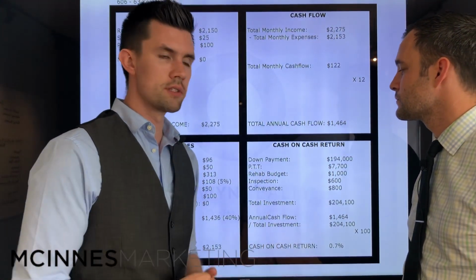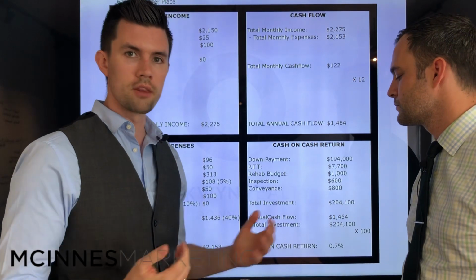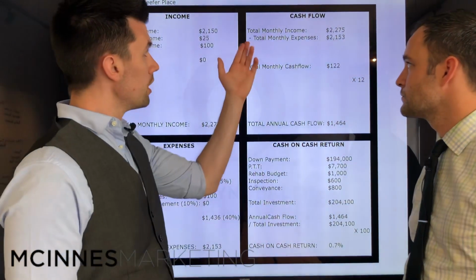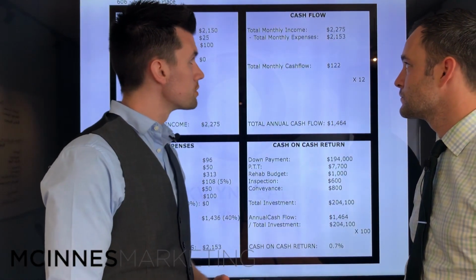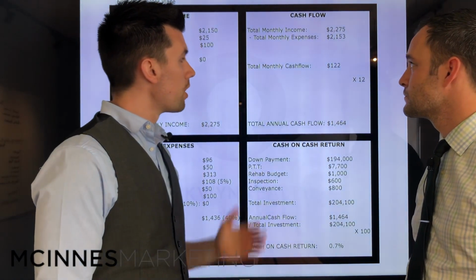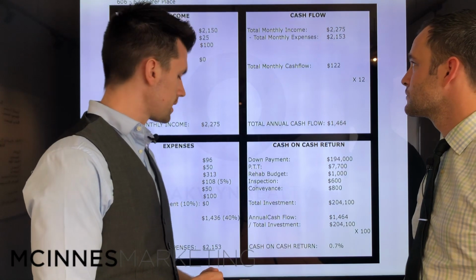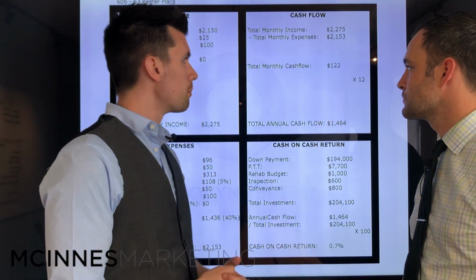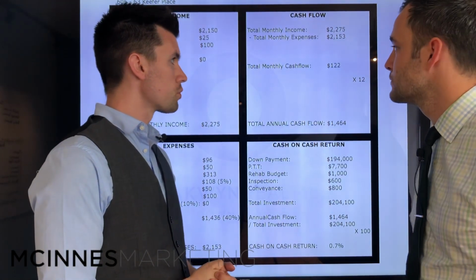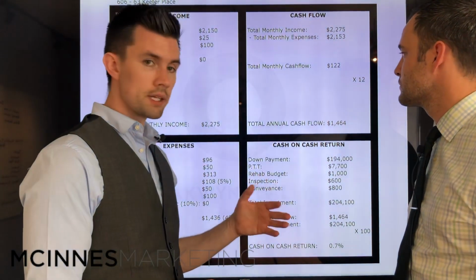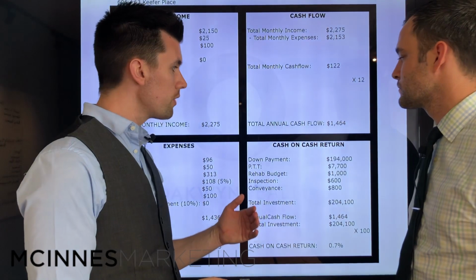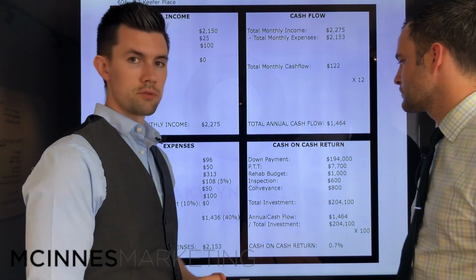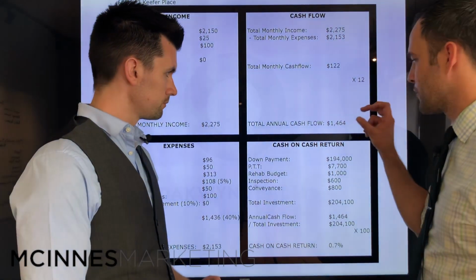So anyone who's ever done anything investments wise, read any of the books at all, simple, you want your assets to outweigh your liabilities. So your total monthly income, $2,275, minus your total monthly expenses of $2,153, this number right here, brings you to a total monthly positive cash flow of $122. So obviously that's monthly, so we times that figure by 12, and our total annual cash flow is $1,464. Now, remember that number.